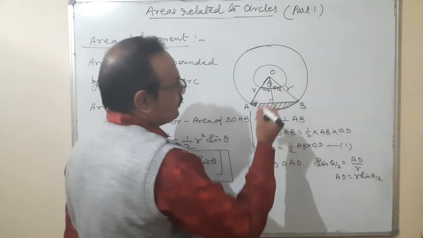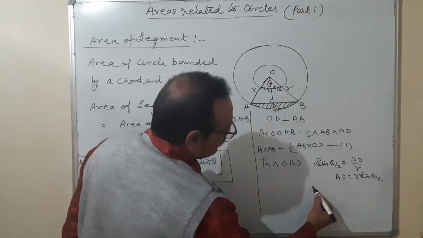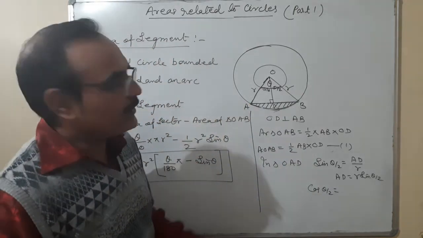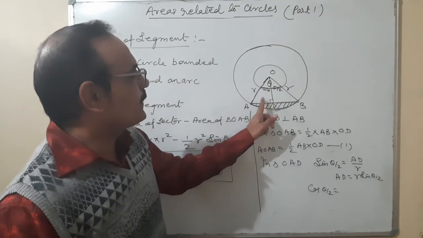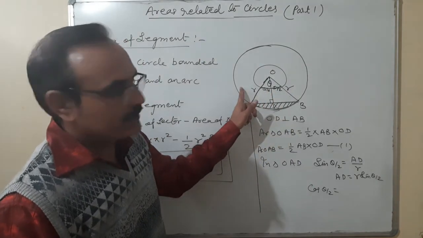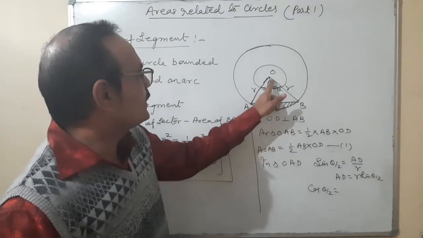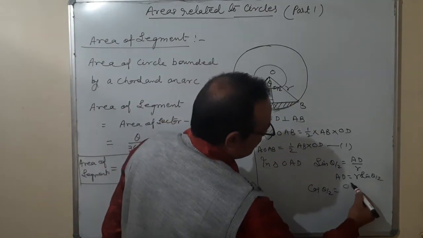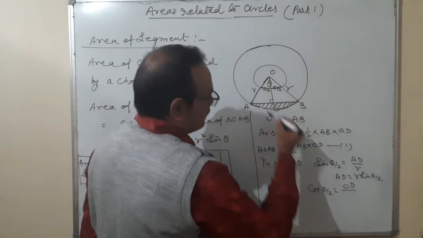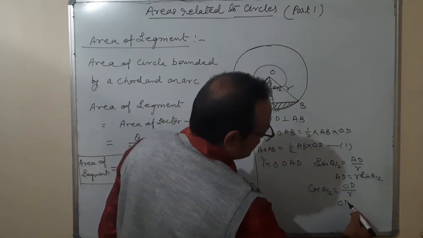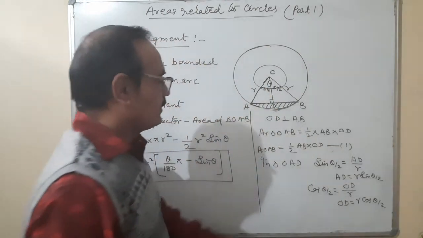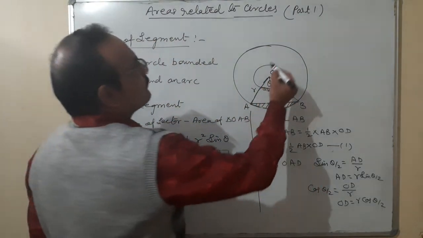Now we are finding the OD. So now we are using cos theta by 2. Cos is base upon hypotenuse. Theta by 2, its opposite perpendicular. This is base and it is hypotenuse. So cos theta by 2 is equal to base OD upon OA, that means R. So OD is equal to R cos theta by 2. Is that okay? Now we'll put the value in 1 by 1.